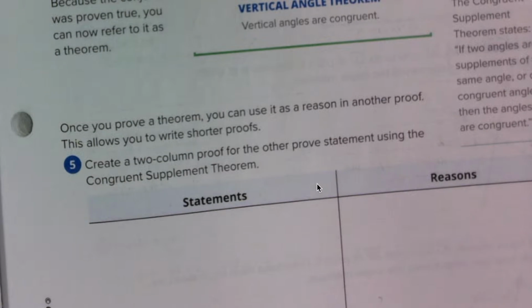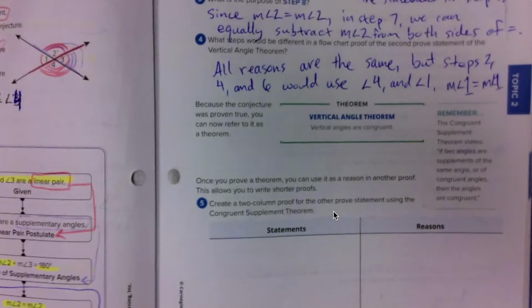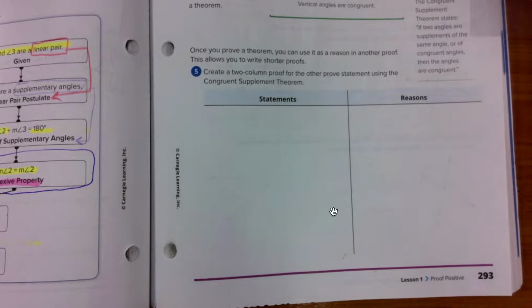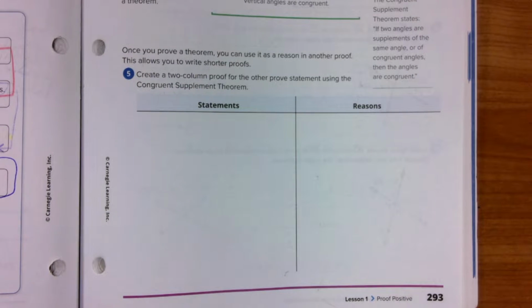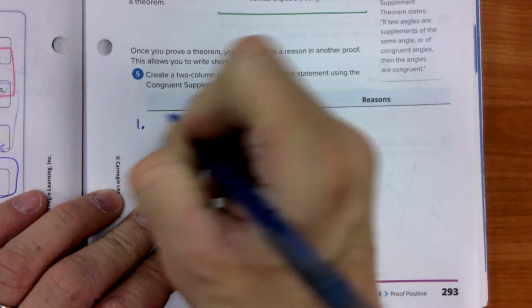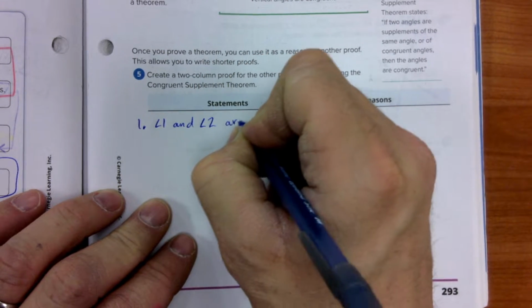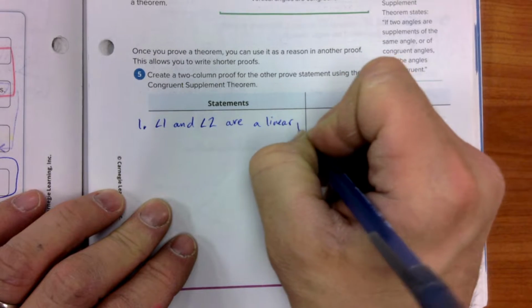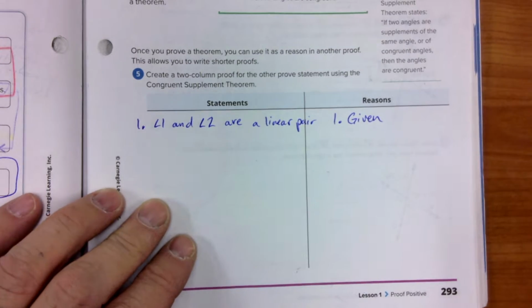So let me get a little reset on the camera here. Okay, there we go. Maybe like that. Okay, let's go. Using what we did or saw in observation from the flowchart proof, now we can write that up into statements and reasons. So the first statement is, I'll list it as statement 1, angle 1 and angle 2 are a linear pair. And that reason is given.